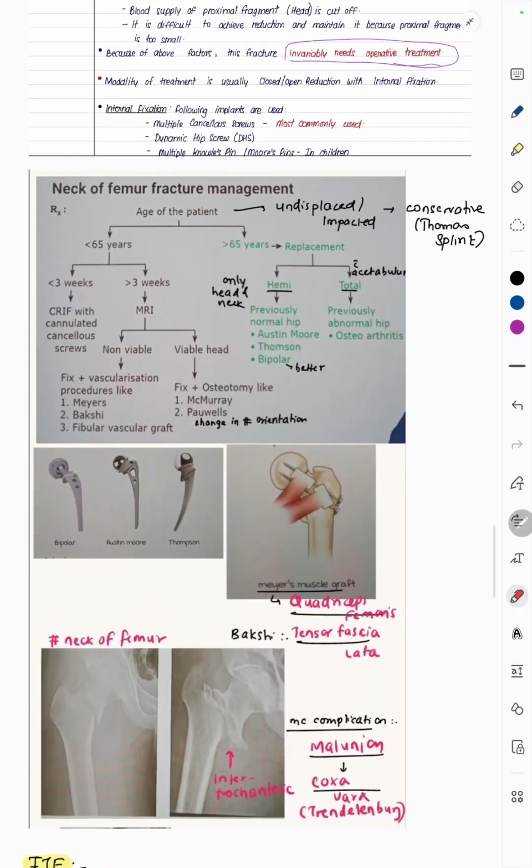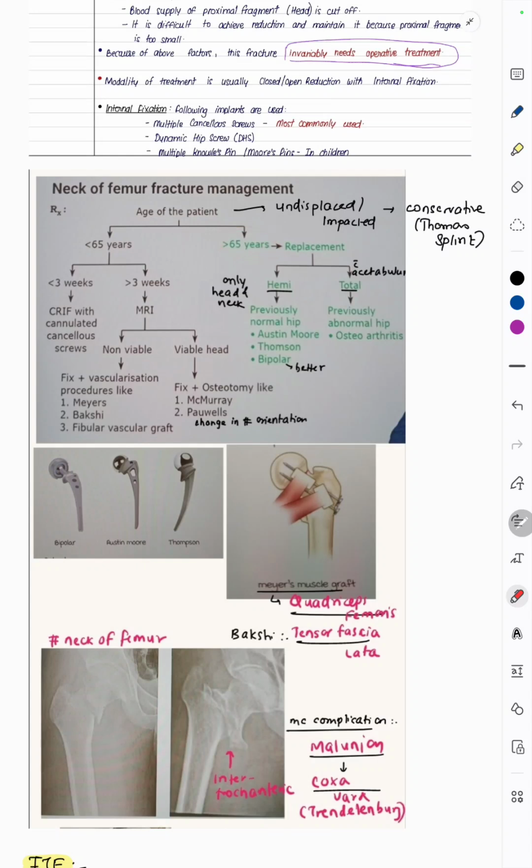So neck of femur management: if it's an undisplaced or impacted fracture, then conservative management by Thomas splint. If it's a displaced fracture, if the age is less than 65 years and it presents within 3 weeks, then closed reduction internal fixation with cancellous screws is used. If it is more than 3 weeks, then we first assess on MRI whether the head is viable or not. If the head is viable, we go for osteotomy operations like McMurray's osteotomy and Pauwels' osteotomy. In non-viable patients, we go for Meyers graft or Baksi's graft. Meyers graft consists of the quadratus femoris muscle pedicle, while Baksi's graft consists of the tensor fascia lata.